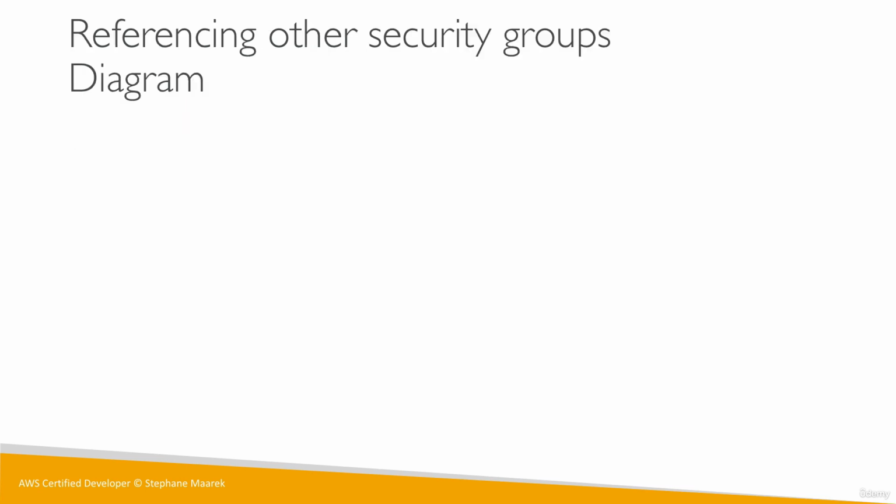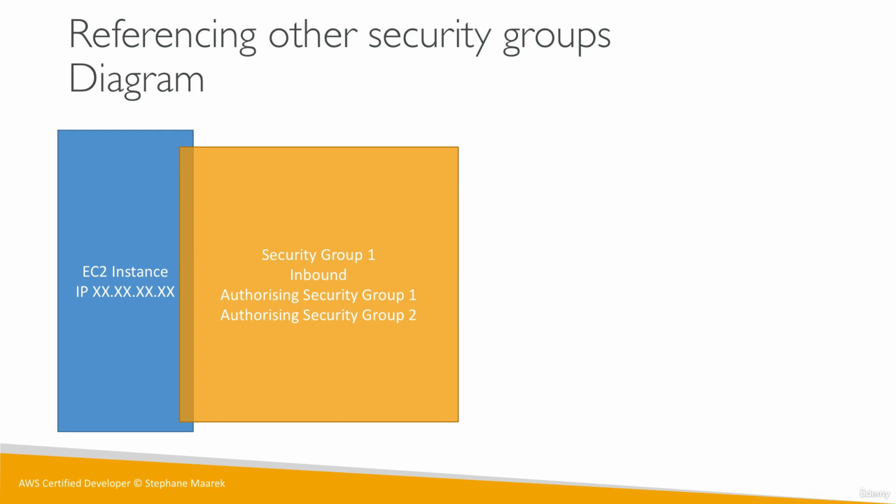Now there is a small advanced feature that I really like, and I think it's perfect if you start using load balancers, and we'll see this in the next lecture as well, which is how to reference security groups from other security groups. So let me explain things. We have an EC2 instance, and it has a security group, what I call group number 1. The inbound rules are basically saying I'm authorizing security group number 1 inbound and security group number 2.